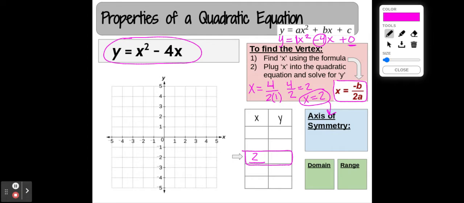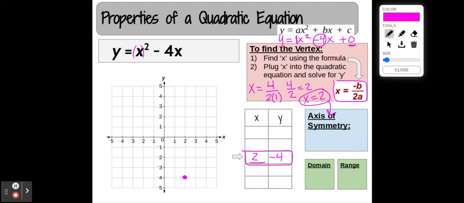So now remember, we're going to plug that into the equation for x. We're going to plug in 2, and we are going to solve for y. And when you plug in 2, you square it, -4 times 2, you're going to get an output of -4. So that is our vertex. Go ahead and graph that. 2, -4 right here.